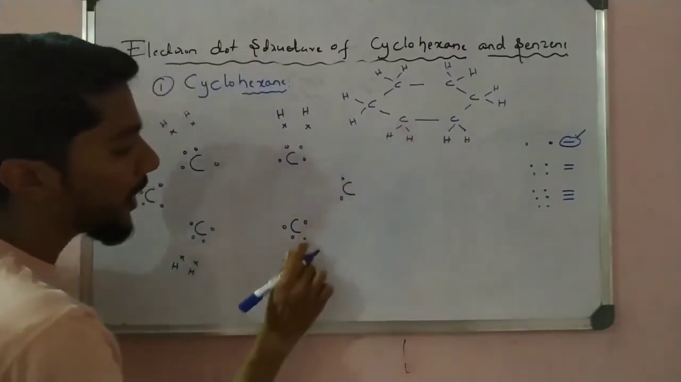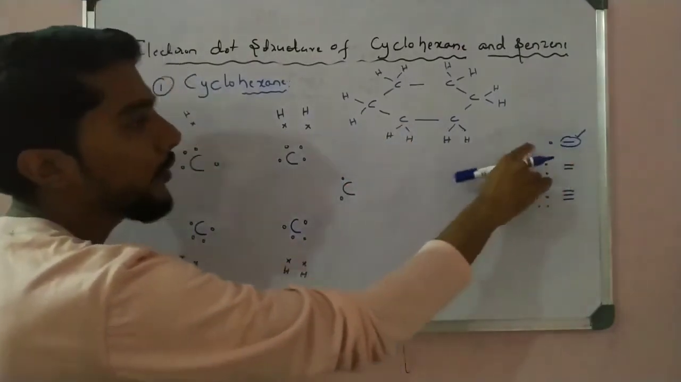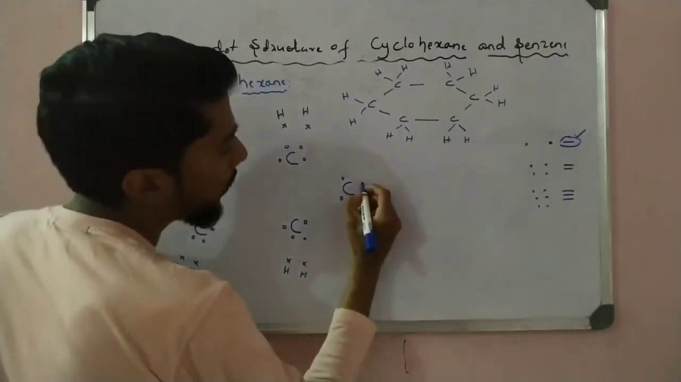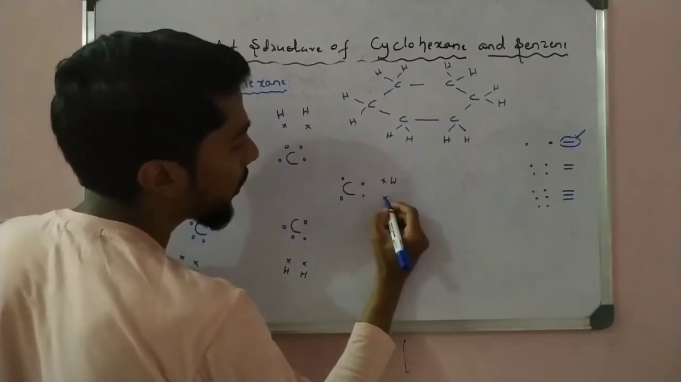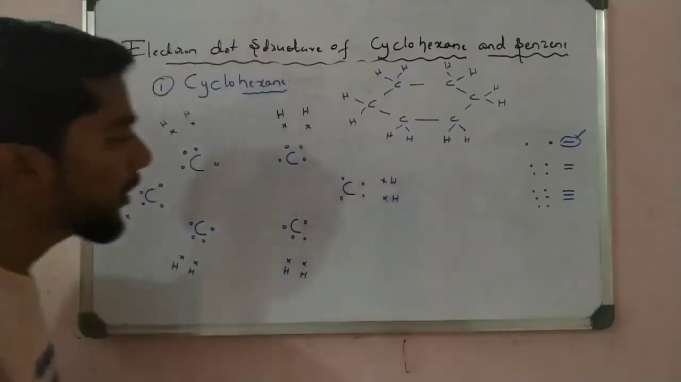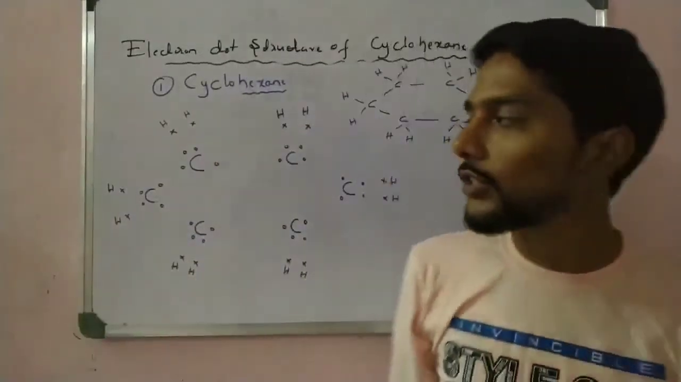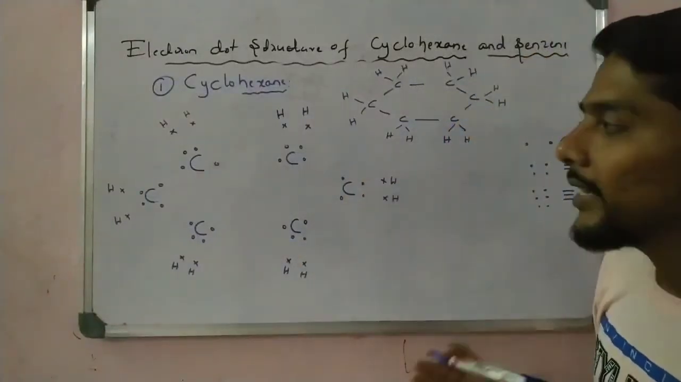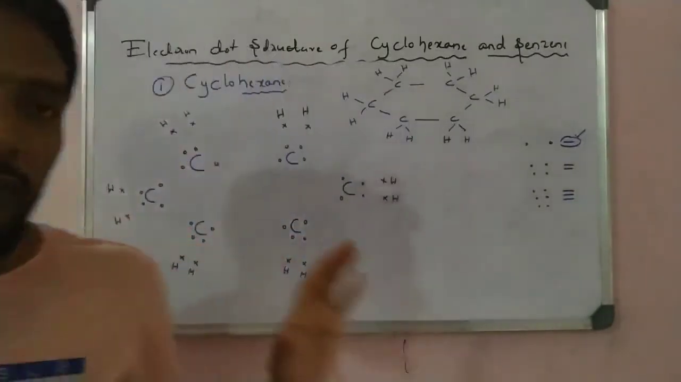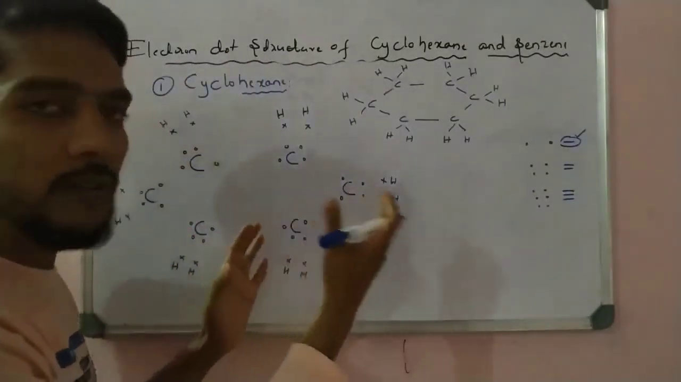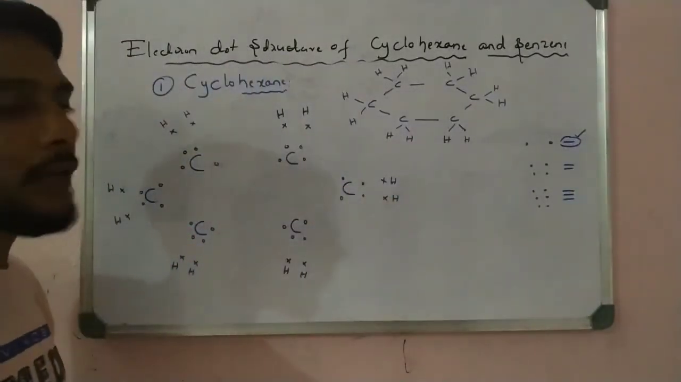Because a single bond is there, I can follow this one only. Here also this carbon shares 1 electron with hydrogen and this carbon shares 1 electron with hydrogen. All is completed. Now this is the electron dot structure of cyclohexane. If you leave it as it is, you get full marks, or we can also draw the circles to show the sharing between the electrons like that.